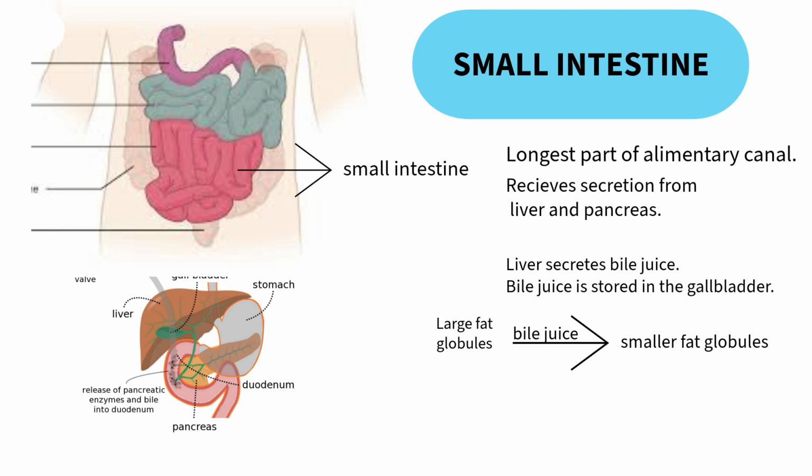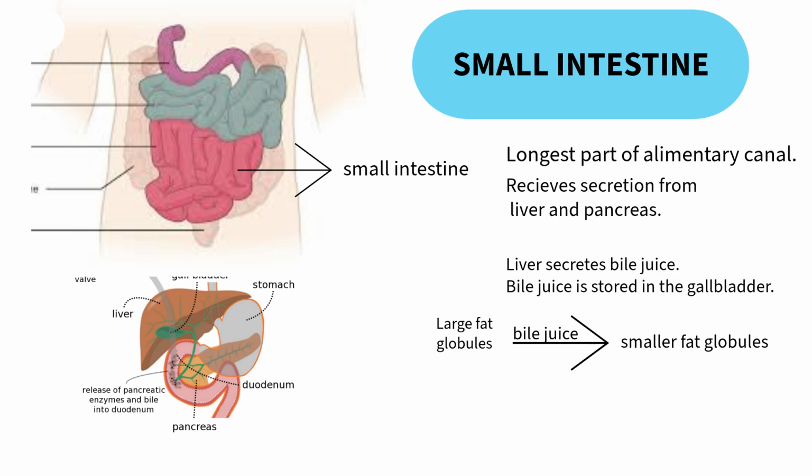The exit of food from the stomach is regulated by sphincter muscles, which release it in small amounts into the small intestine. You can see the small intestine in the first picture above. The small intestine is the largest part of the alimentary canal, or the digestive tract. It is very narrow. That's why it is called the small intestine.